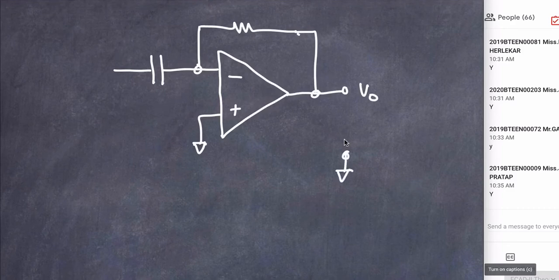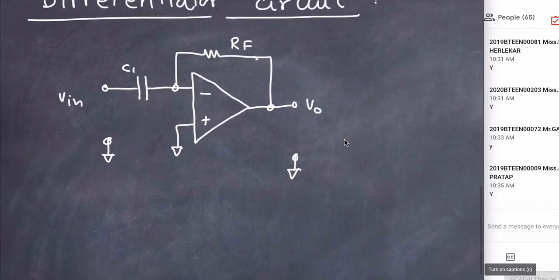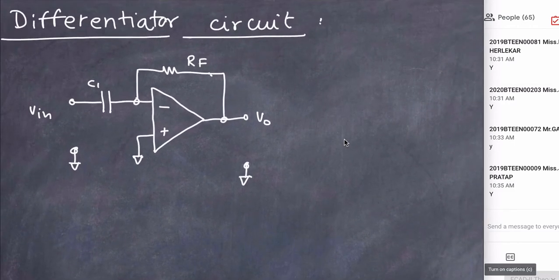So V output with respect to ground, V input with respect to ground, C1 and RF. This is the combination that we have. Okay. So let me ask you a question. Is this understood? Are we in sync? Shall we go ahead? Any query?